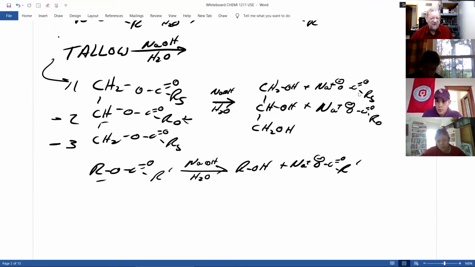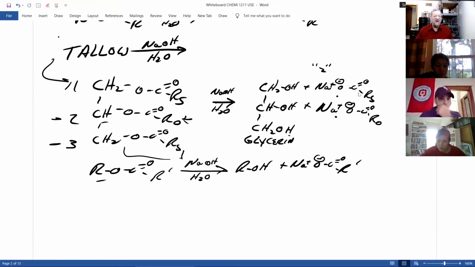And finally, the last one, ester number 3, I'll get this alcohol, but notice this will give me sodium stearate again. So for those who must, you can put a 2 there, but you don't have to, because there are really 3 products: glycerin, sodium stearate, and sodium oleate. And that's what you get.